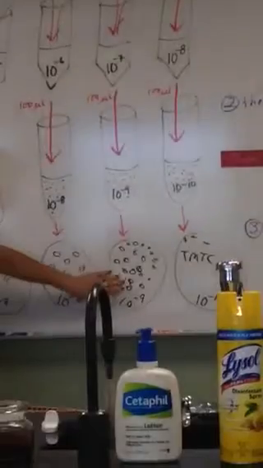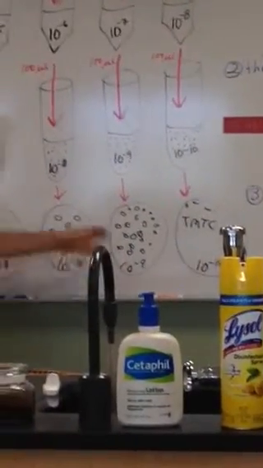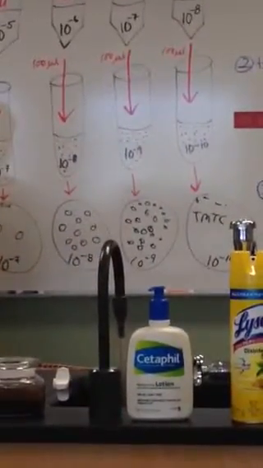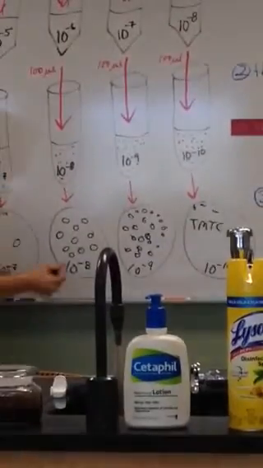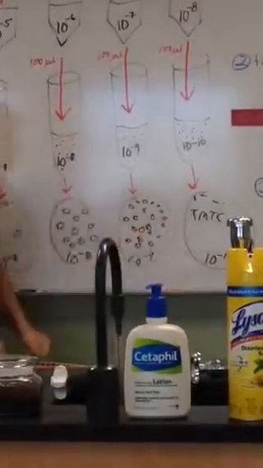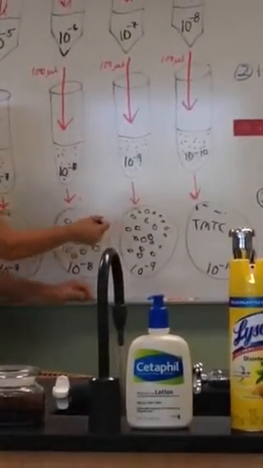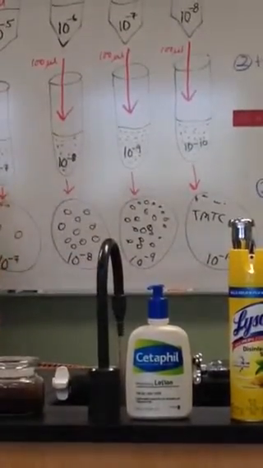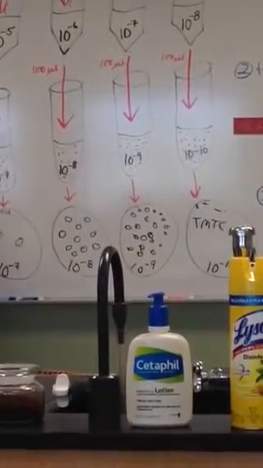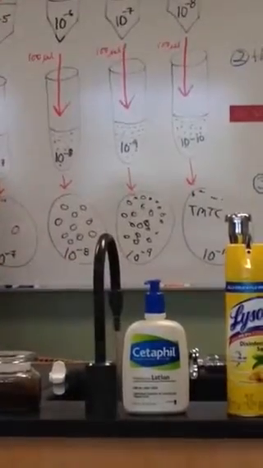Let's say I'm too lazy to count the whole stinking plate, but I did a pour plate, so it should be evenly distributed. So I can cut my plate up into 4 pieces, count one of the 4, and then just multiply by 4 to get the total. Or if I can, just count every single one on the plate.